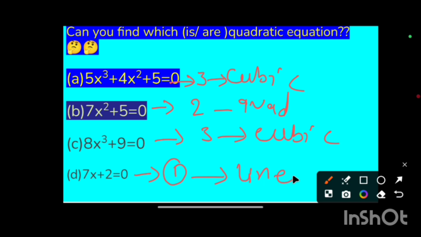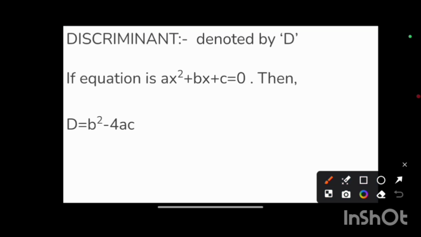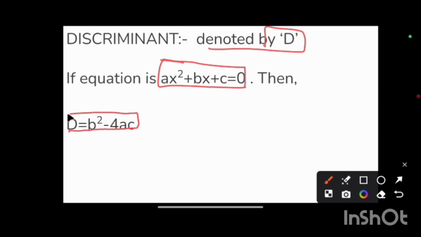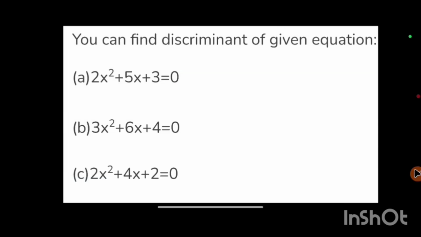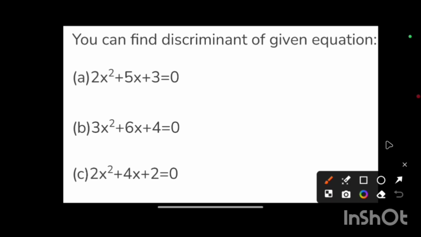Okay, next, determinant is denoted by D, capital D. If an equation is ax square plus bx plus c equal to 0, here determinant is found by b square minus 4ac. It is very important for your upcoming SAT and ACT examination. Next, you can find determinant of the given equation.